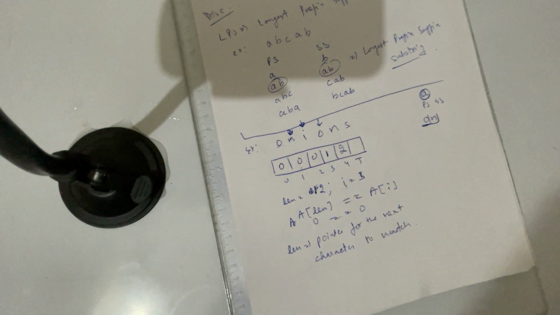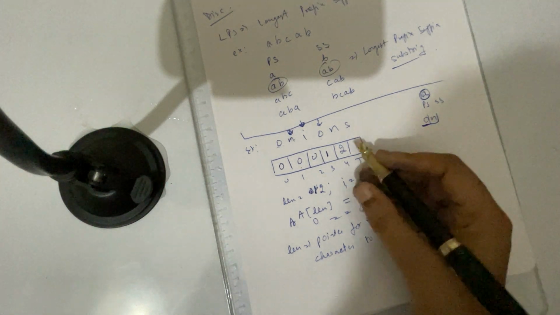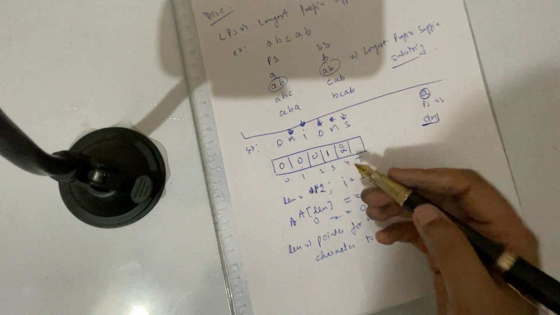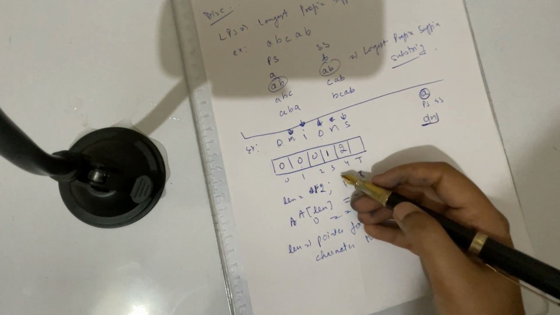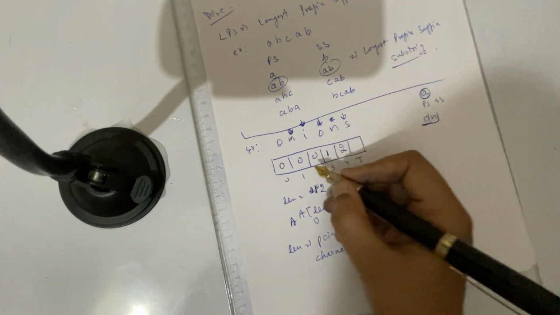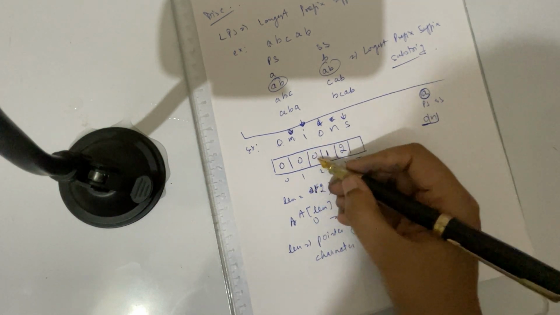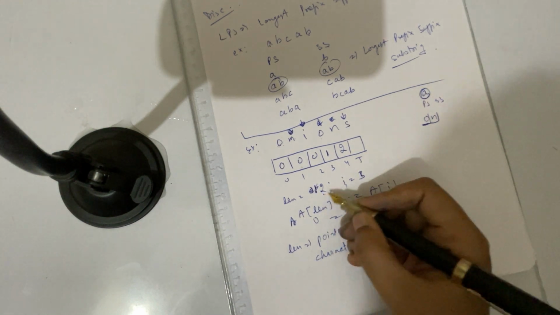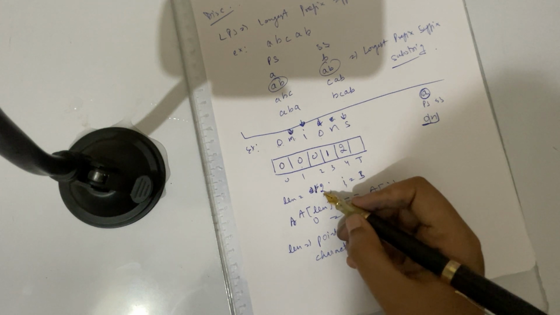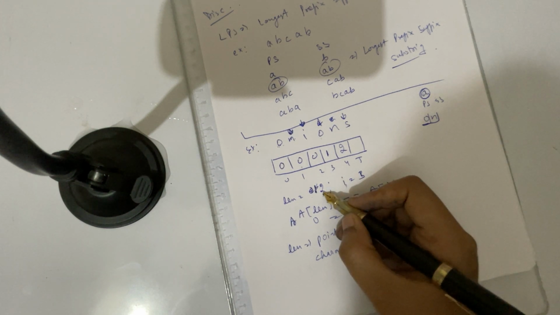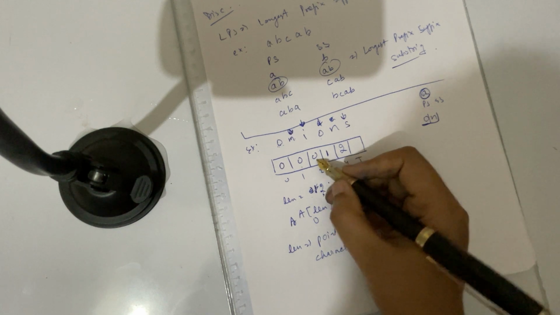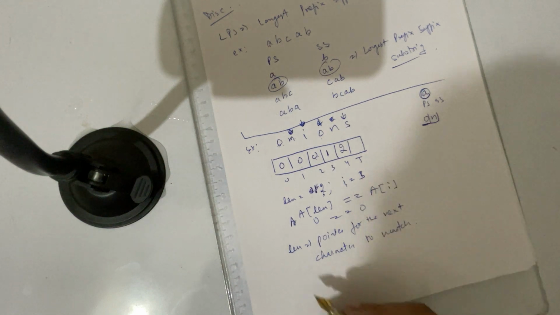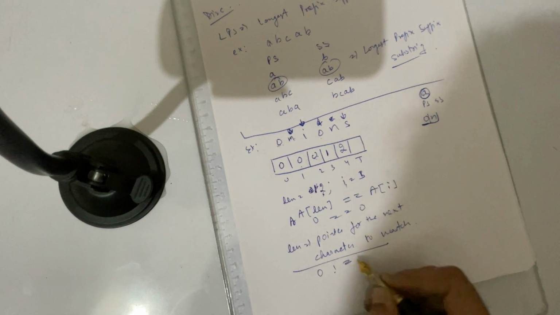Then I'll move my I to here. I have come here from here. Now I'm going to compare S with my length. Length is actually telling me which character to match against, at the index of that character. So I have to match with the index at the second character, which is O. Is S matching with O? No, it is not matching. So O is not matching with S.